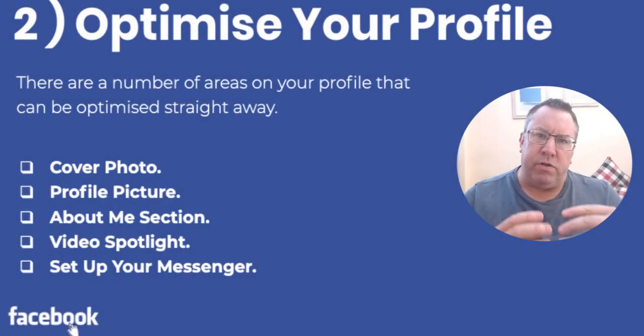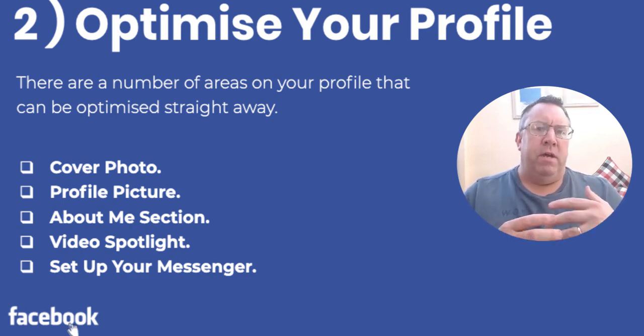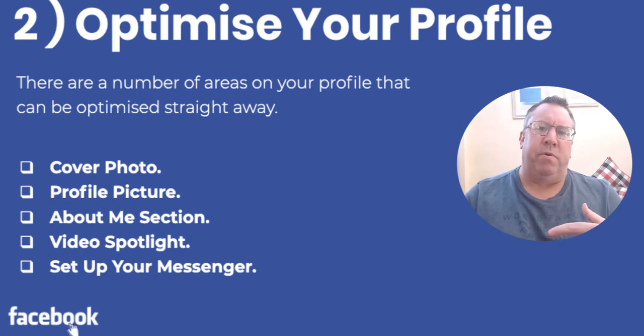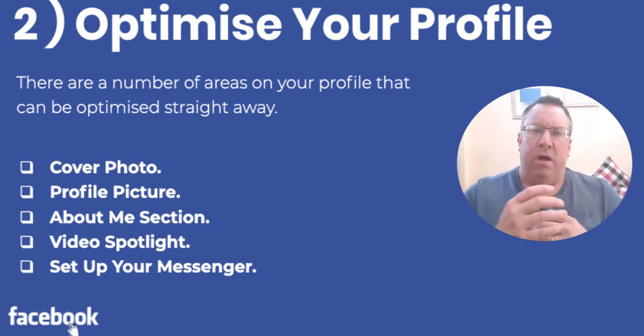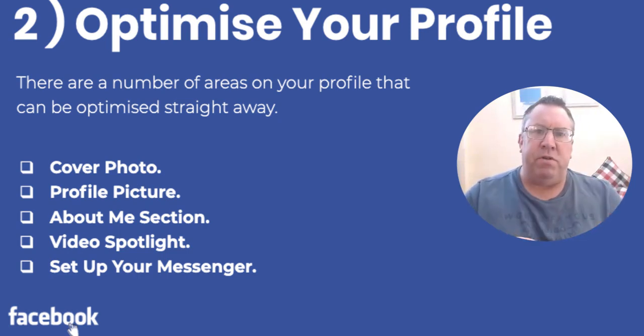The second thing you can do straight away is optimize your profile. Now later in the video I'm going to actually show you some of the quick things you can do to optimize your profile right now. They're very simple to implement, and again they're going to get you a lot of benefit. Things you can optimize in your profile are things like your cover photo, your profile picture, your about me section. You can have video spotlights, you can set up your messenger. There's lots and lots of things that you can do straight away to optimize and be able to drive people towards certain links or pages through optimizing things like these, right?